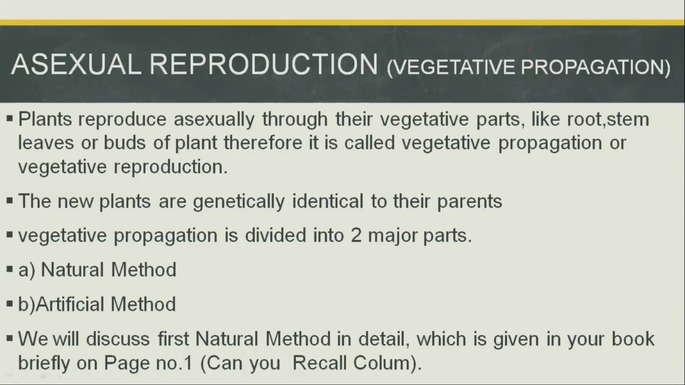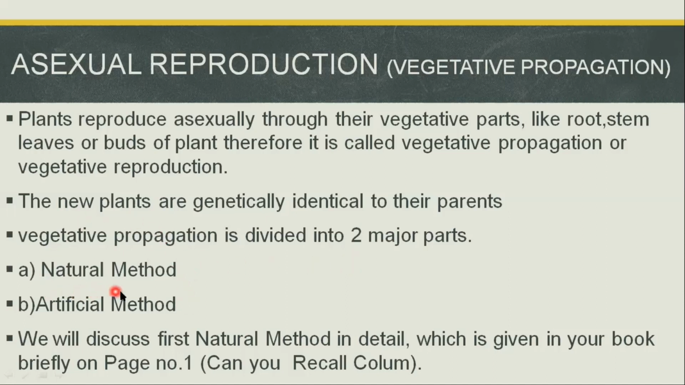Plants reproducing asexually through their vegetative parts like roots, stem, leaves or buds is called vegetative reproduction, meaning the reproduction which occurs with the help of vegetative parts like root, stem, leaves. New plants are genetically identical to their parents. Vegetative propagation is divided into two major parts, natural method and artificial method.